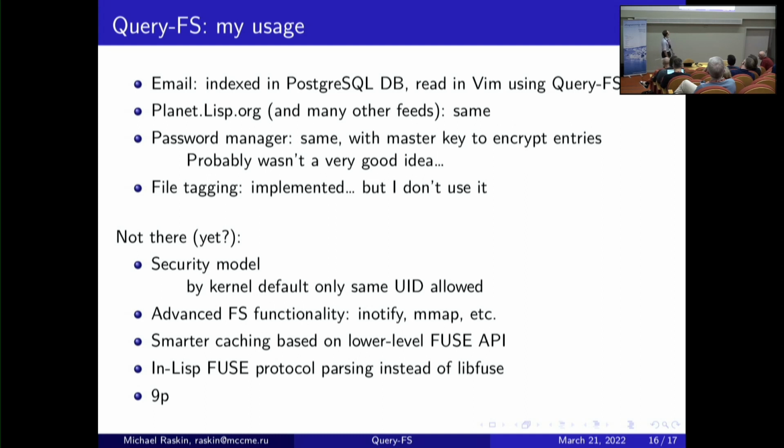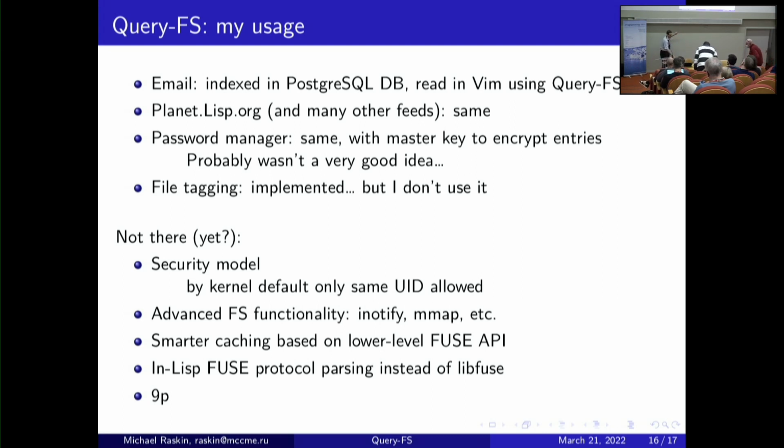Yeah, so what is not there, maybe yet? There is no security model, but only the same UID is allowed to make requests to Fuse file systems unless you override it, so it's not a big problem. I don't have advanced FS functionality like notify and map, and I don't have semantics for mixing it with SQL databases. I don't have smarter caching based on the lower level Fuse API, and neither do I have Fuse protocol parsing in Lisp.